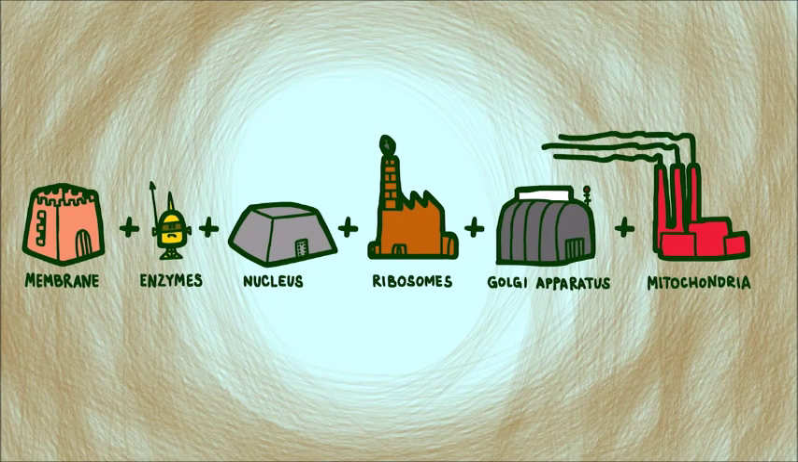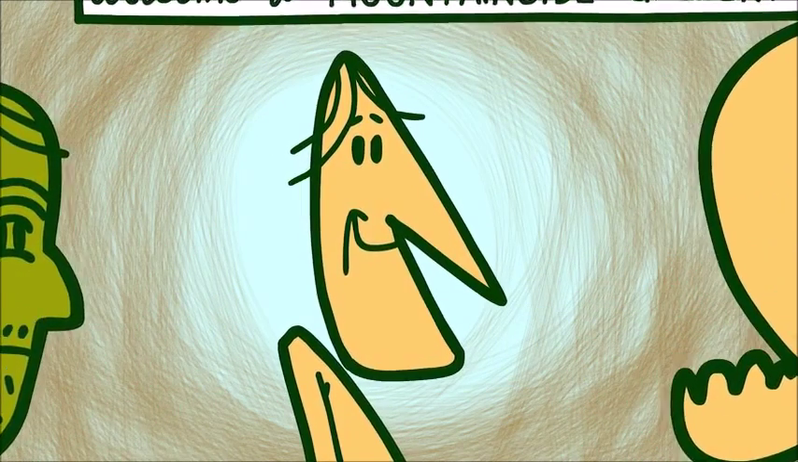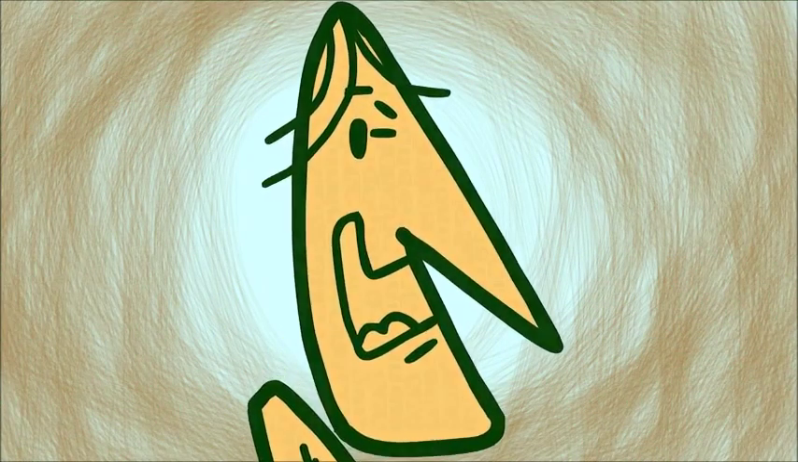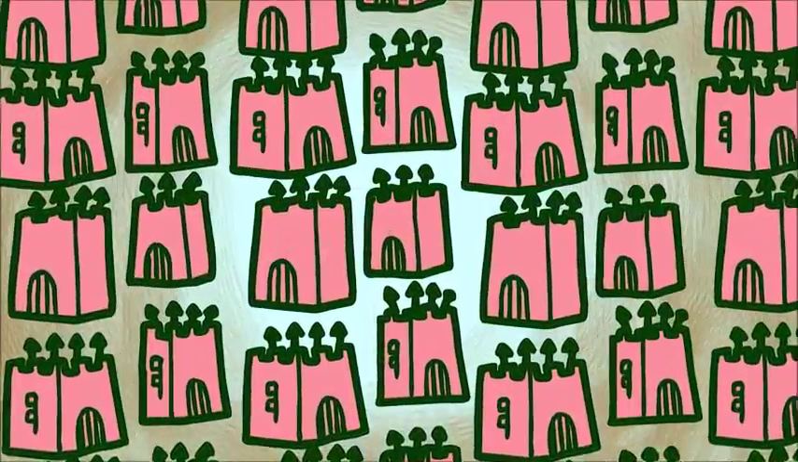All the parts of a cell have to work together to keep things running smoothly. And all the cells of your body have to work together to keep you running smoothly. That's a whole lot of cells. Scientists think there are about 37 trillion of them.